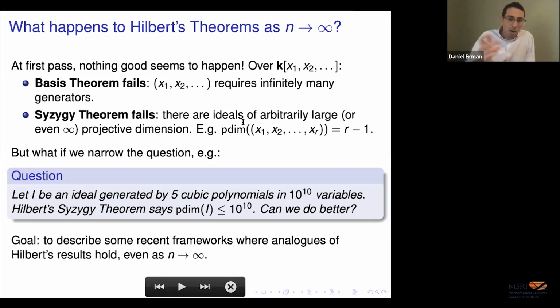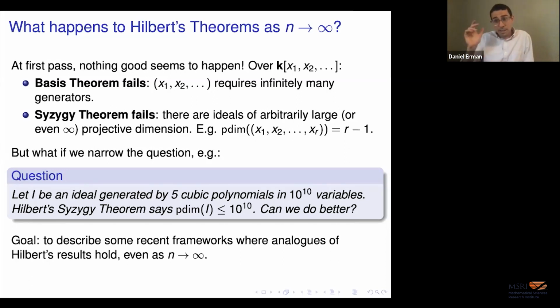So even though these naive generalizations of the Hilbert basis theorem and Hilbert Syzygy theorem fail when you go to an infinite number of variables, I want to note, I'm going to show today that there are some frameworks where there are analogs of those results, but you need to get the framework correct in order to see it.